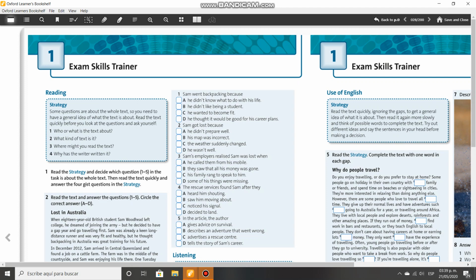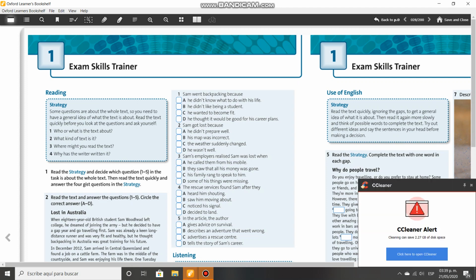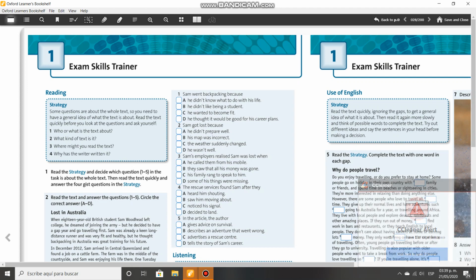Okay, so as a strategy, they show us that it's important for us to make a general idea of what the text is going to be about. Okay, that is going to help us with the other tasks that are more specific, right? So let's answer exercise 1 and 2.